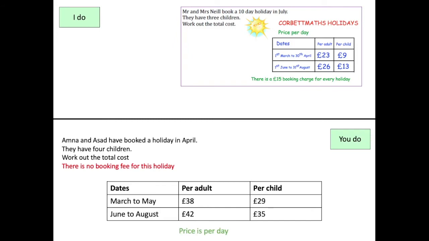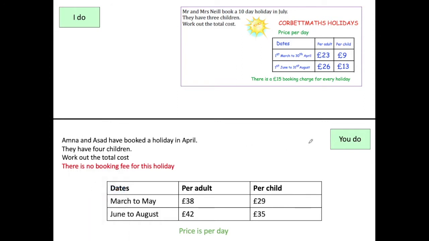Right, so what we're going to do is just a quick I do, you do exercise. The question I'm going to do is at the top right hand corner. So it says, Mr. and Mrs. Neil book a 10-day holiday in July. They have 3 children. Work out the total cost.